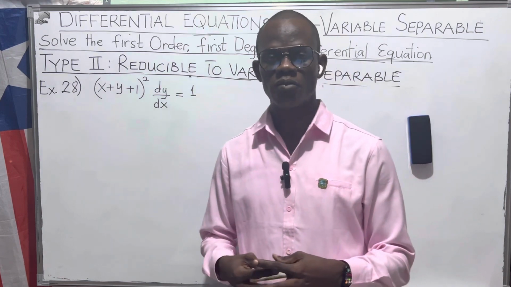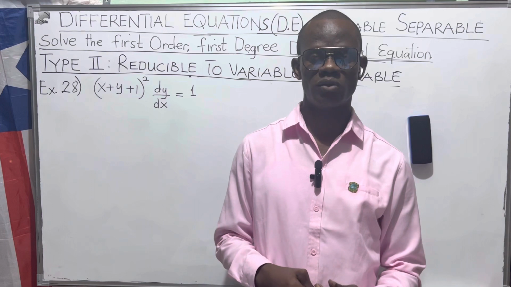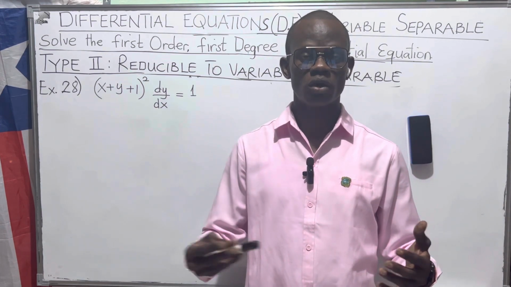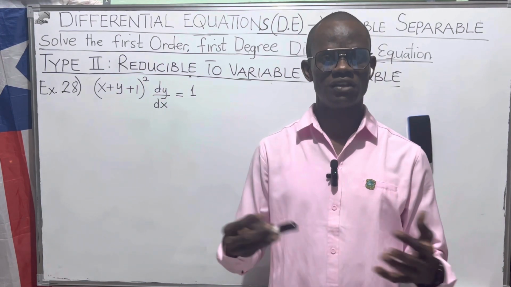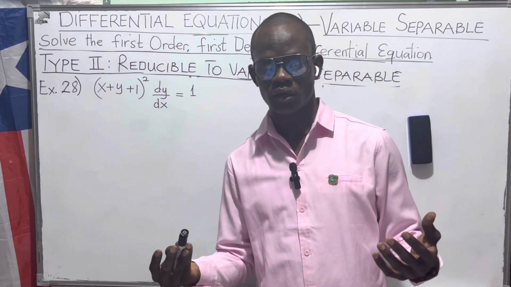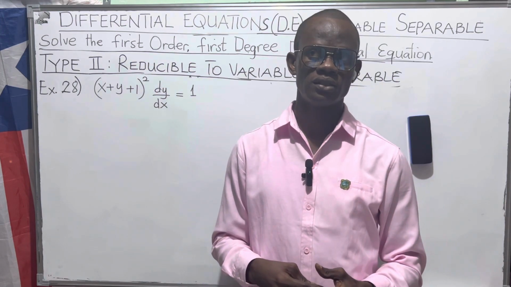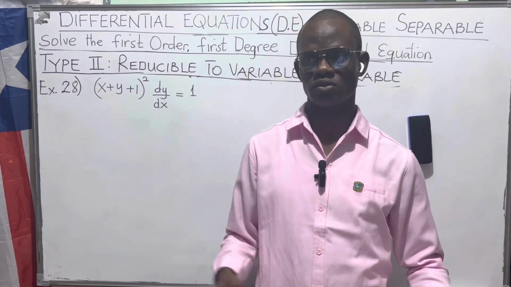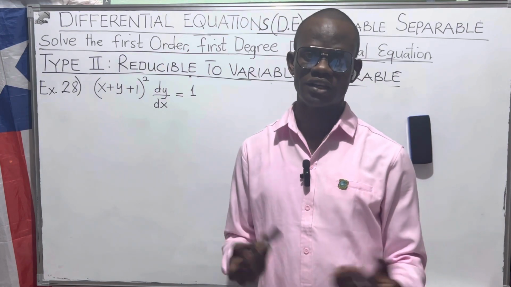In today's lesson, I'll be looking at differential equations, and particularly the variable separable method and type 2 of the variable separable method. Type 2 provides that when you have a differential equation and you cannot apply variable separable at first look of the problem, you can see whether you can reduce it to the variable separable method. So that's type 2 of the variable separable method. Let's see how we can solve additional problems.